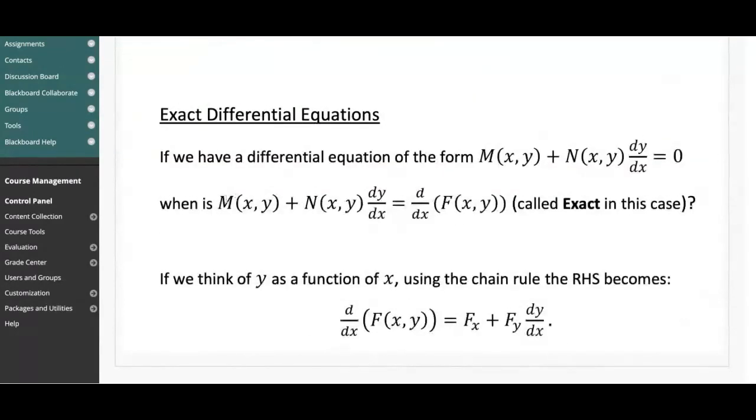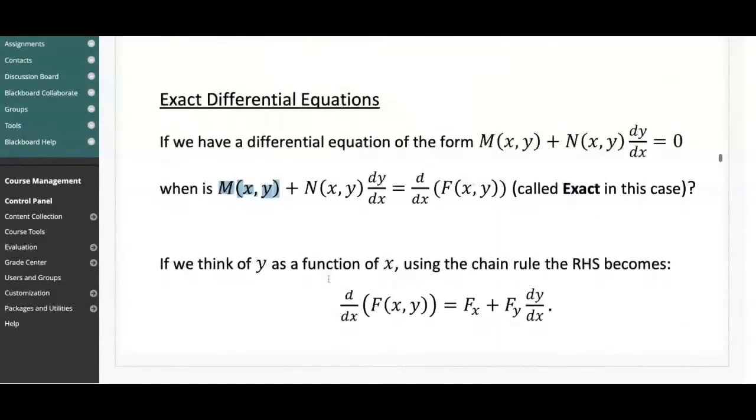Exact differential equations. We have M, a function, multiplied by dx. We have another function in terms of x and y multiplied by dy. We're treating the one with the dx as a partial derivative of a potential function in terms of x. So if the potential function is capital F, M will be partial f, partial x, N will be partial f, partial y.